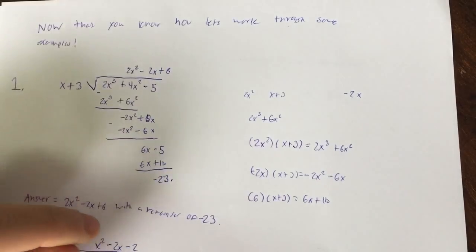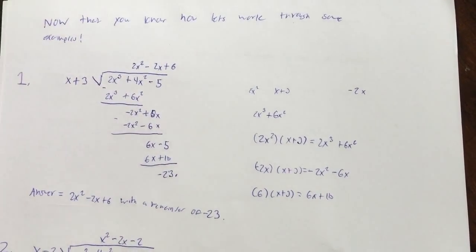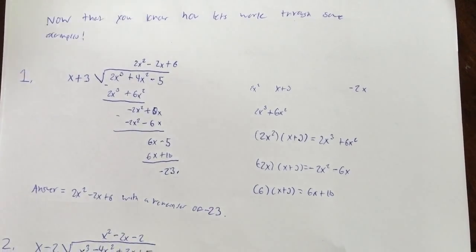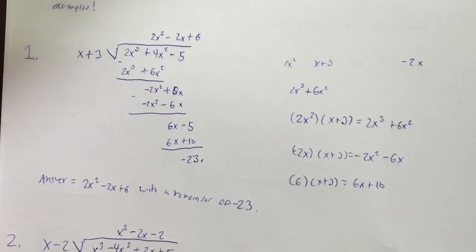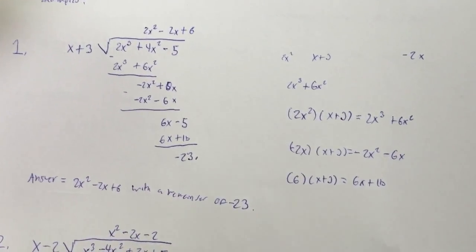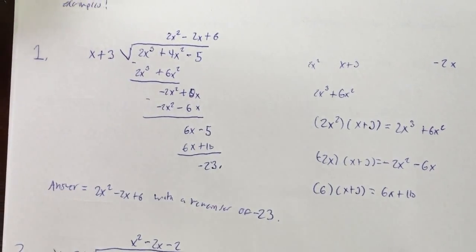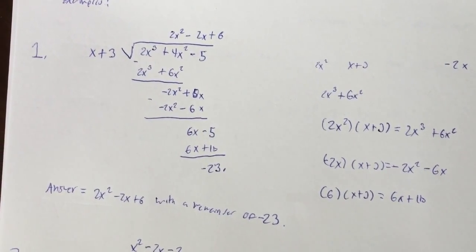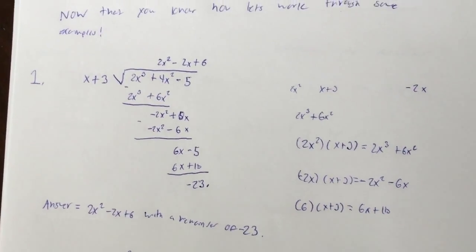So subtracting that, you get 6x minus 5. Take the x out of that, you get 6 times x plus 3 is 6x plus 18. Subtract the minus 5 by the plus 18, and you get negative 23, which is correct, I think. So that's our answer, which is 2x^2 minus 2x plus 6 up here, with a remainder of negative 23.